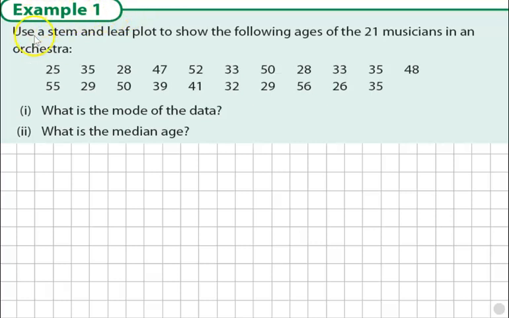Example 1. Use a stem and leaf plot to show the following ages of the 21 musicians in an orchestra. So one of the musicians is 25 years old. The next musician is 35 years old. The next musician is 28 years old, and so on. Question 1, what is the mode of the data? And question 2, what is the median age?